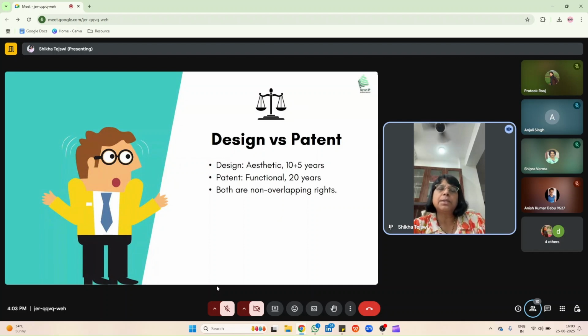Now the difference between design and patent is for how many years? Patent is for 20 years. 20 years, very good. Patent is for 20 years and design only for 15, that too 10 plus 5 extendable. And patent is for the functional aspect and design is only for aesthetics, only for the look. It should look good.